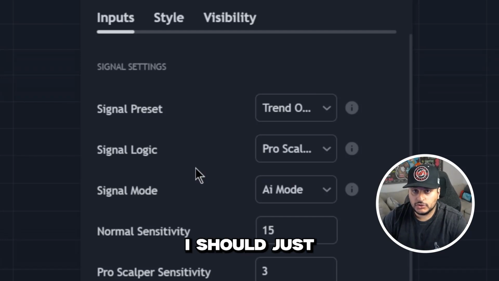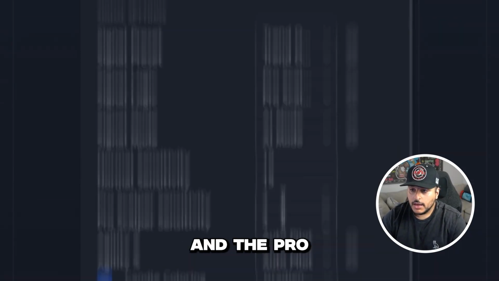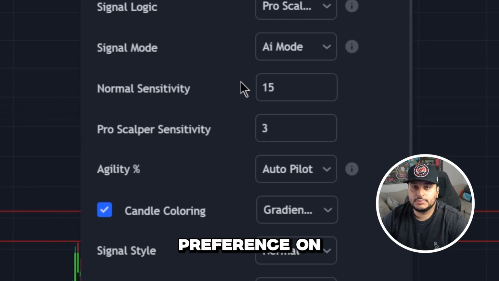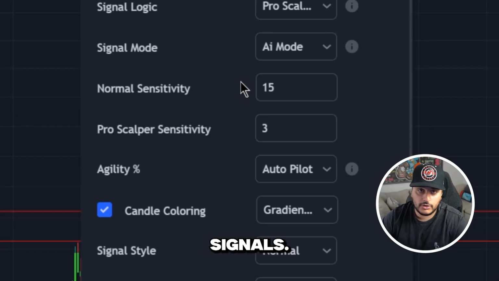For the sideways market, I'll show you guys at the end of the video. Now, over here, we want to have the signal logic set to pro scalper and the pro scalper sensitivity anywhere between a 2 and a 4. This is up to you and this is preference on how you like to trade. A 2 will give you faster signals, a 4 will give you slower signals, but more confirmed signals.